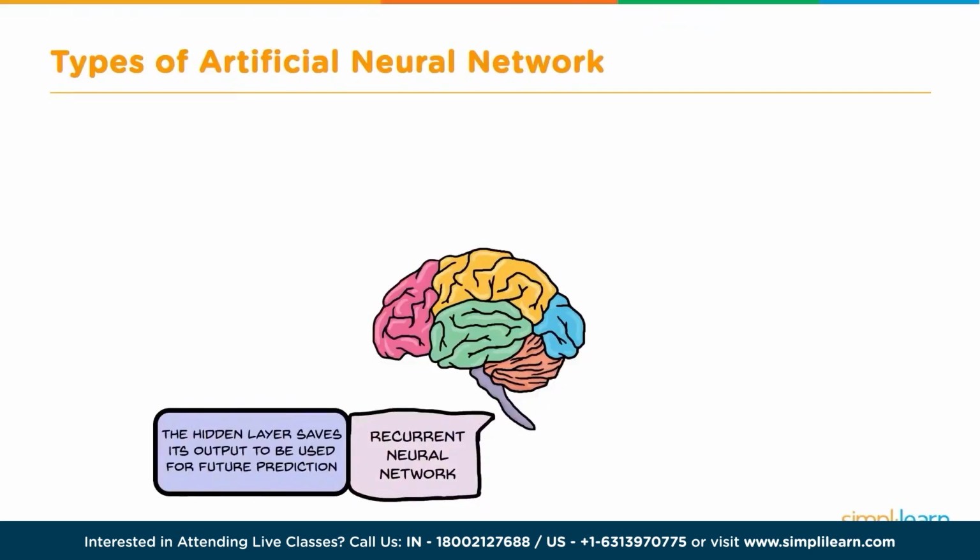Recurrent neural networks. The hidden layer saves its output to be used for future prediction. So the hidden layers remember their output from last time, and that becomes part of the new input. You might use that especially in robotics or flying a drone. You want to know what your last change was and how fast it was going to help predict what your next change needs to be to get to where the drone wants to go.